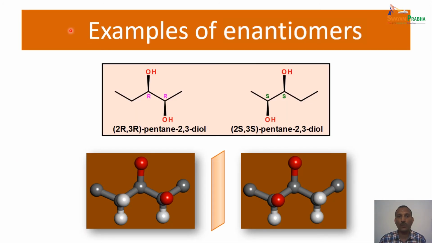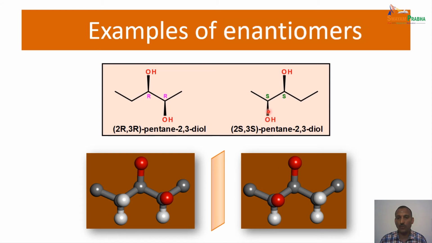We will look at a few more examples of enantiomers. Here we have pentane diol. Two isomers are given here. So these two are basically enantiomers. If you look at this molecule and this one, these two are exact mirror images of each other. So here the central carbon with oxygen is represented as shown here. So this carbon's RS notation is S configuration, and for this one, this is S again.